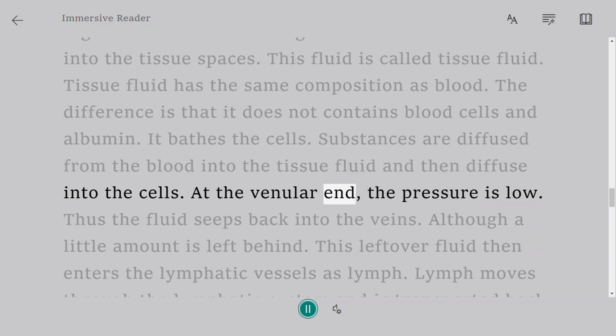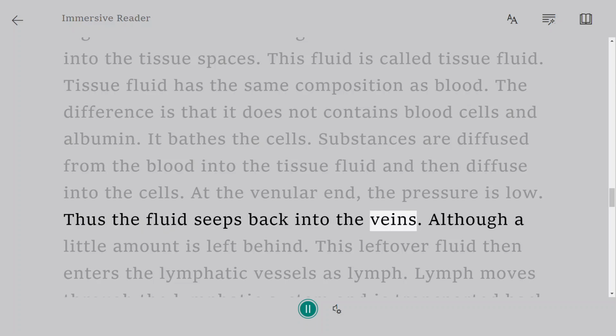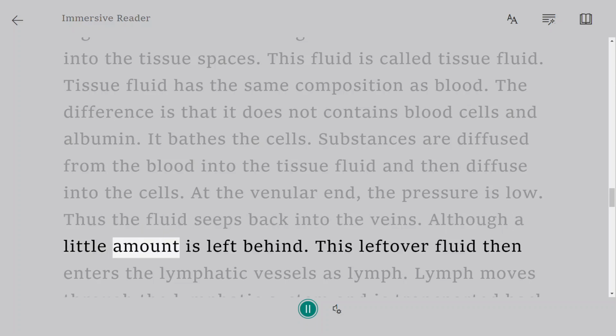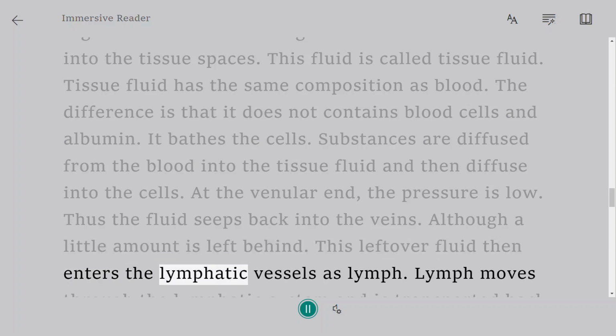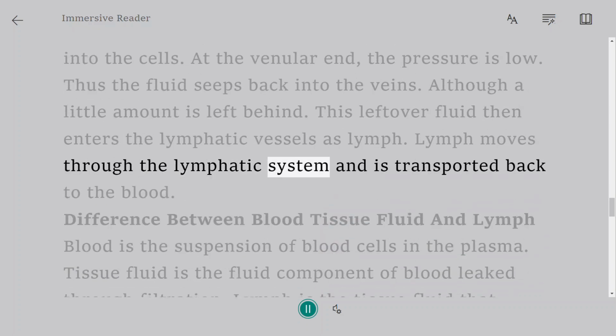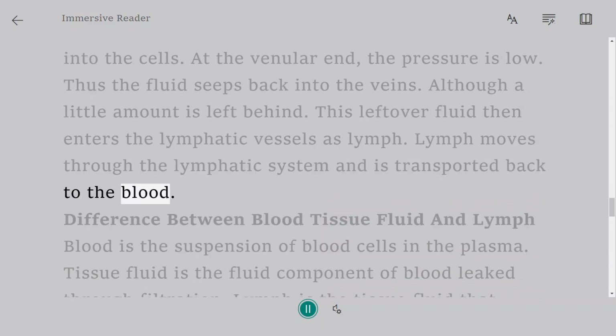At the venular end, the pressure is low. Thus the fluid seeps back into the veins, although a little amount is left behind. This leftover fluid then enters the lymphatic vessels as lymph. Lymph moves through the lymphatic system and is transported back to the blood.